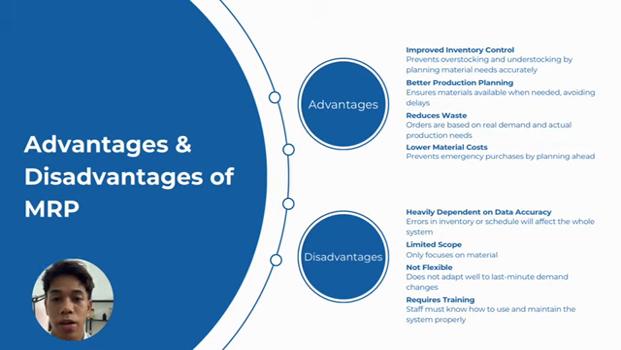And what are the disadvantages? There are 4 disadvantages that we figured out if we choose to use this method. First, it is heavily dependent on data accuracy. Errors in inventory or schedule will affect the whole system. Second, it has limited scope, focusing only on materials, and is not flexible. It does not adapt well to last-minute demand changes. And it requires training. Staff must know how to use and maintain the system properly.